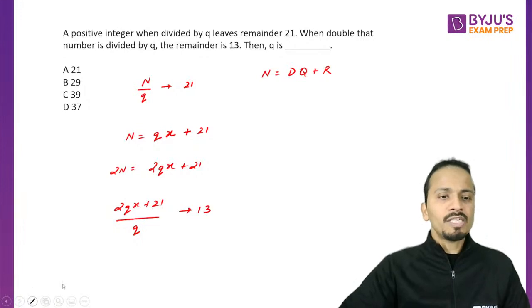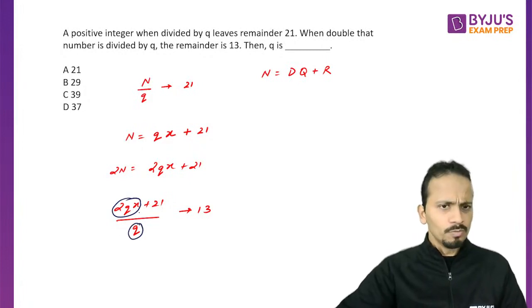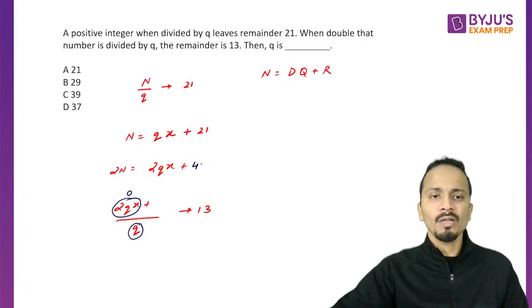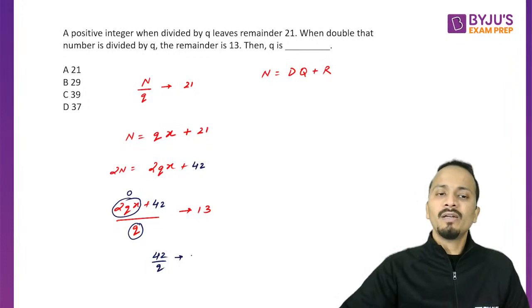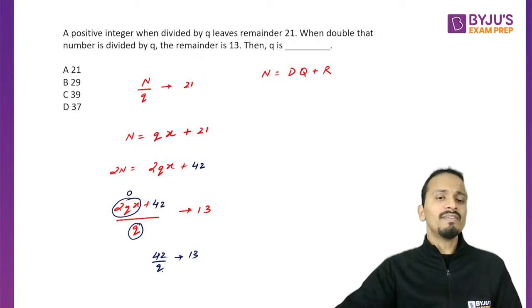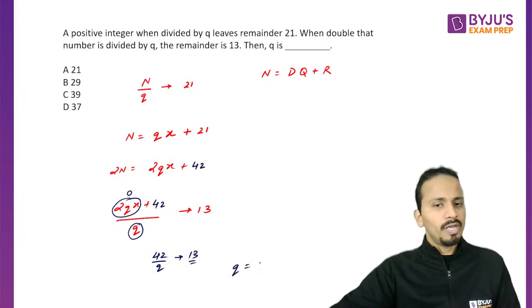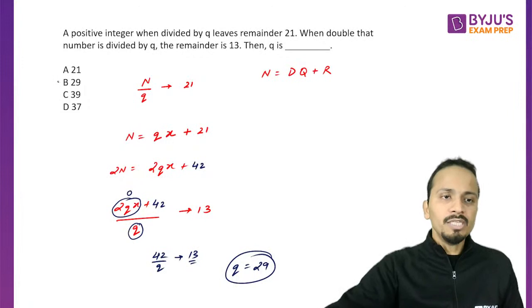Now the first part of this number, 2 into q into x, will be perfectly divisible by q, and hence the remainder from this part will be 0. I'm sorry, I've just made a small error. Multiplying 21 by 2, it will become 42. So for the next part, 42 when divided by q, the remainder will be 13, because the first part gives remainder 0 since it is completely divisible by q. Now you tell me which number should divide 42 so that a remainder of 13 will be generated. The value of q here will be 29. 42 when divided by 29, the remainder will be 13. So we can mark option B, 29, as our answer.